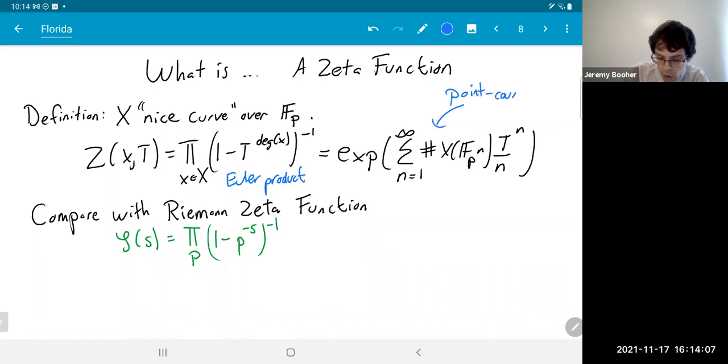The idea is look at the number of points in your curve over the field FP, but also over all of its finite extensions. Count them, and then put them together to make a generating function.